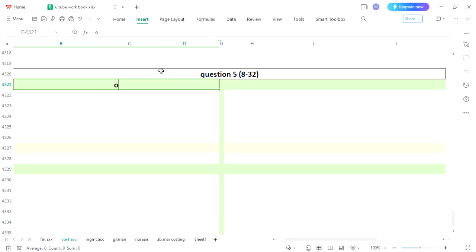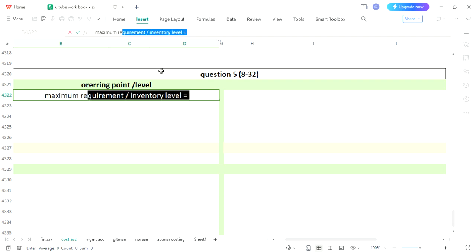The first thing which we need is ordering point. This is also called ordering level as well. And how do you calculate it? For this you need to have your maximum requirement, and maximum requirement or consumption would be multiplied with lead time.